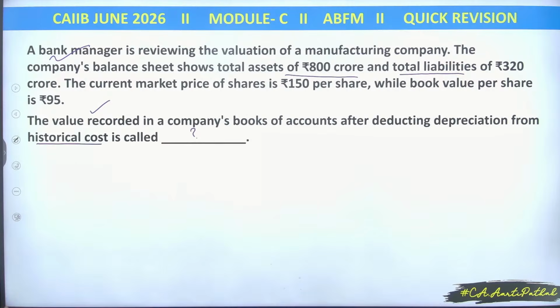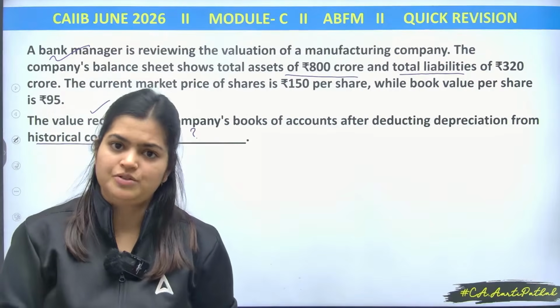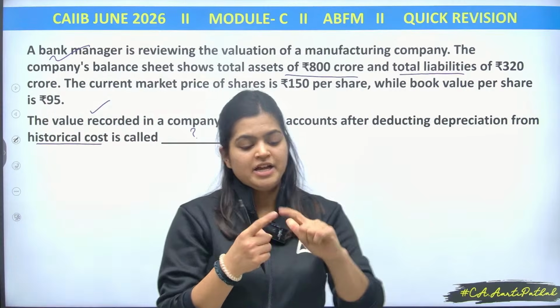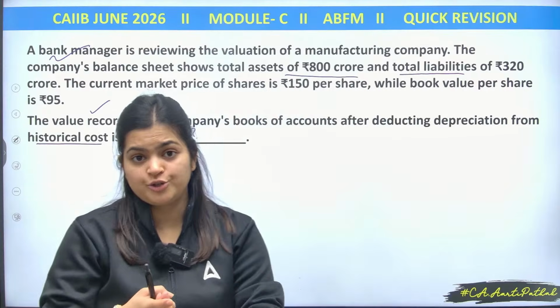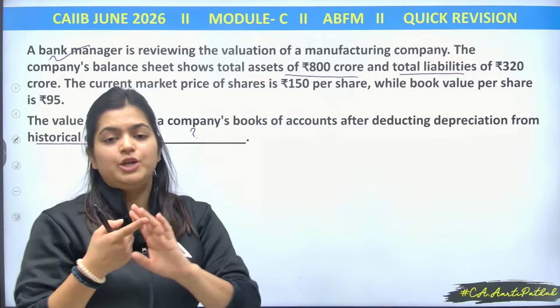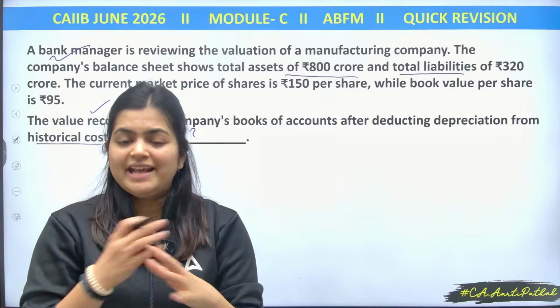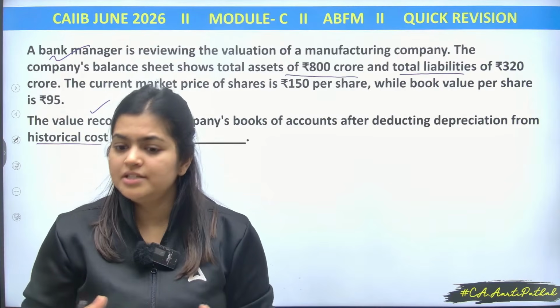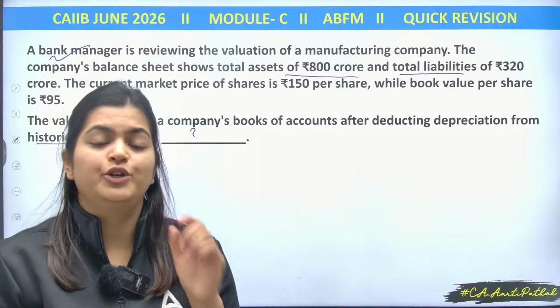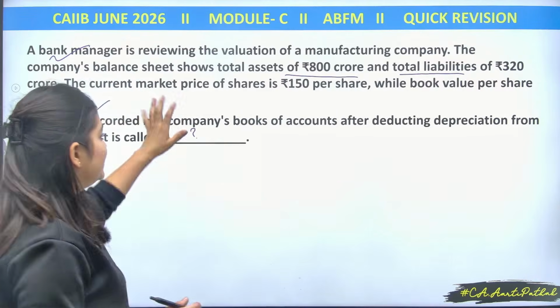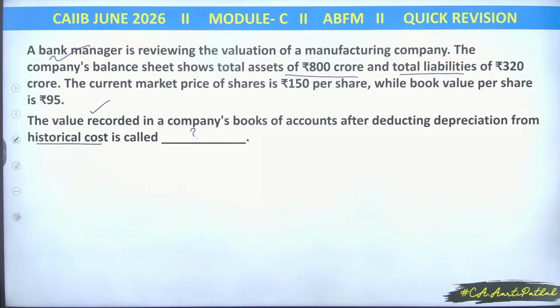See, in your CAIIB, you have different exam patterns. MCQ pattern, numerical pattern, without option questions like you have here. Then you have match the following, case studies. These are some different patterns which are asked in your CAIIB level. So you need to prepare according to it. So please everyone tell me what is the right answer here.